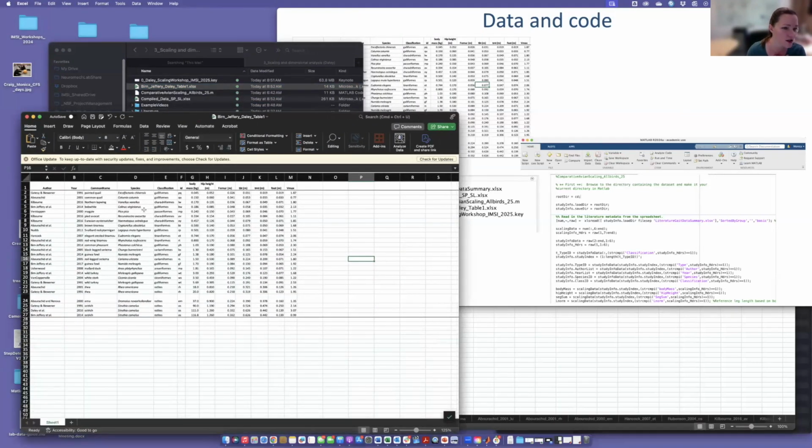This is basically the metadata for all of the compiled data sets. It shows the author, the year it was published, the common name, species name, classification, and some morphometric data that we're going to be using to calculate our dimensionless quantities. Most importantly, body mass and hip height. Now, one thing that has been debated in the literature is how to measure leg length in terrestrial animals consistently, because standing hip height is the standard way to do that.